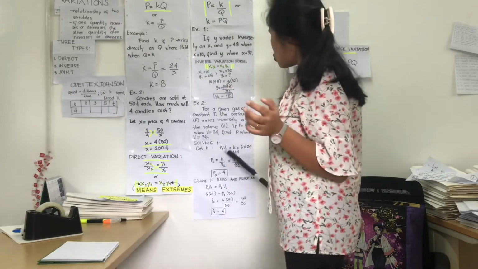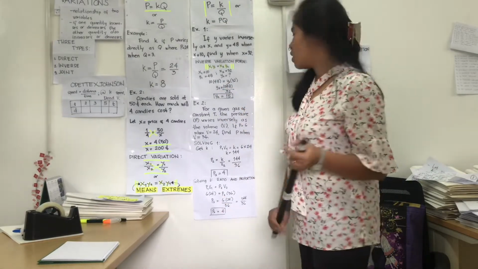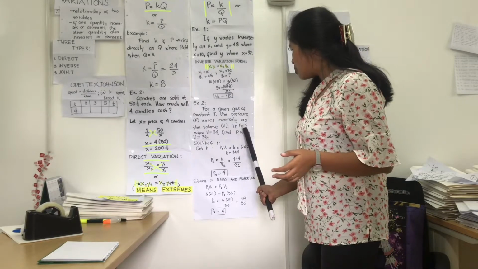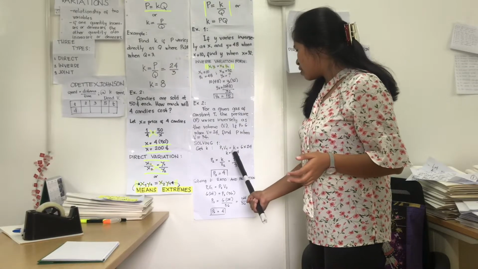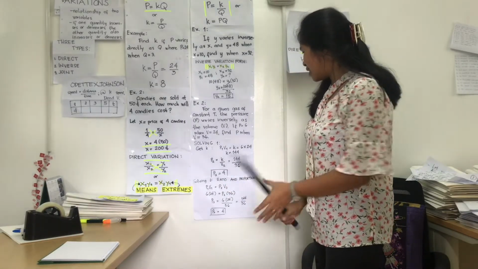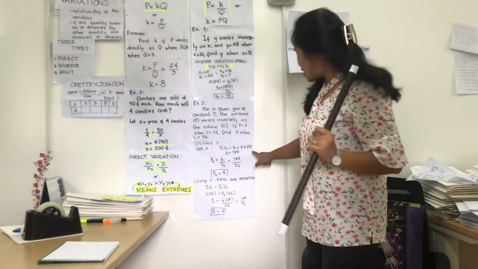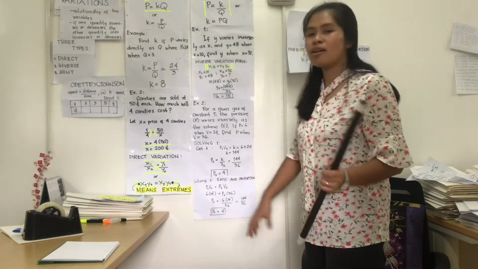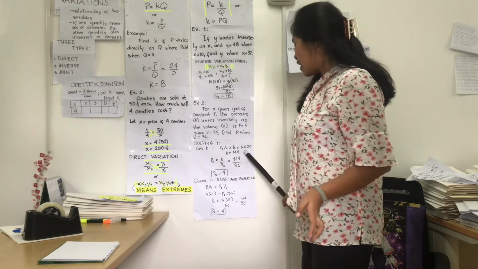For this problem, we can have two solutions, right? So the first solution, first we get K. We get the constant K. So we are given P1 and V1, which is equal to K, the constant. And P1 is 6, V1 is 24. So we have K, which is equal to 144.